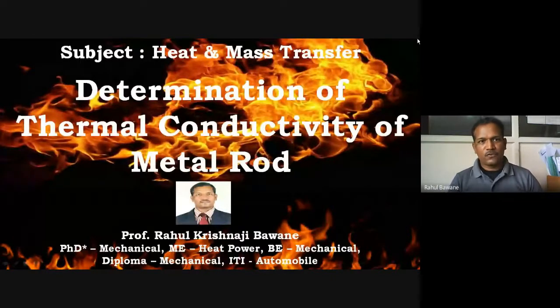Okay, good afternoon. So today we are going to see a second practical: determination of thermal conductivity of a metal rod. As in a previous practical, we found the thermal conductivity of insulating powder using the simplest equation, that is Q is equal to dT by thermal resistance. From that only we find out the thermal conductivity.